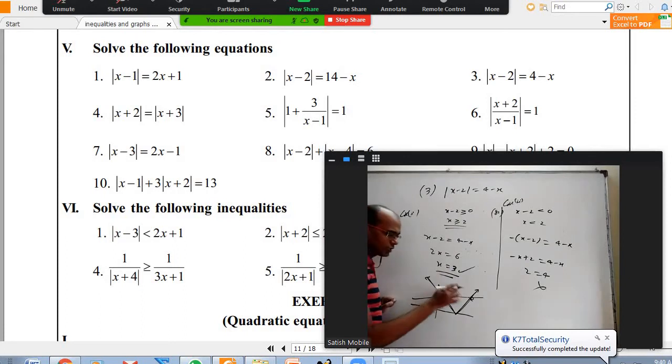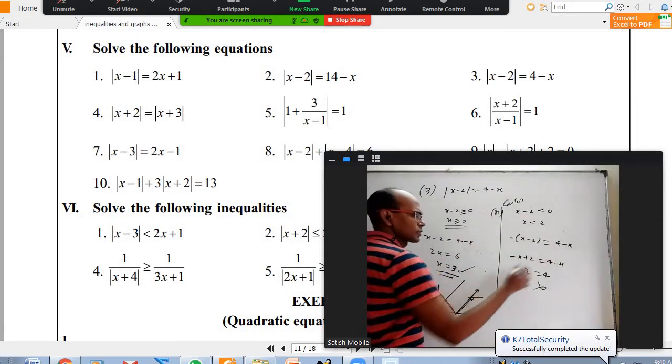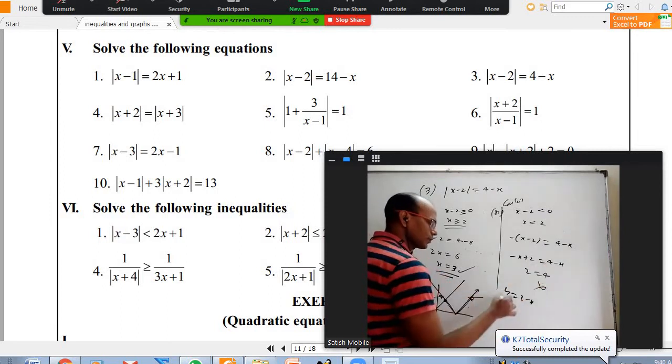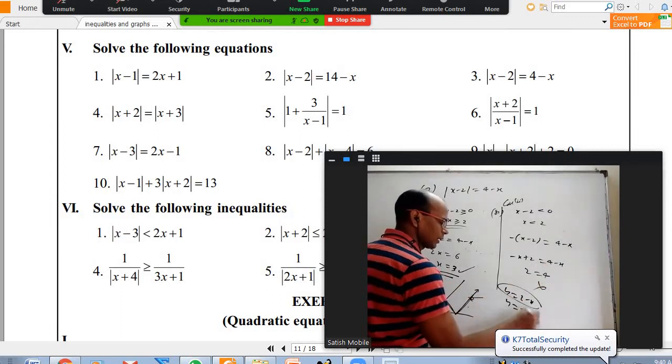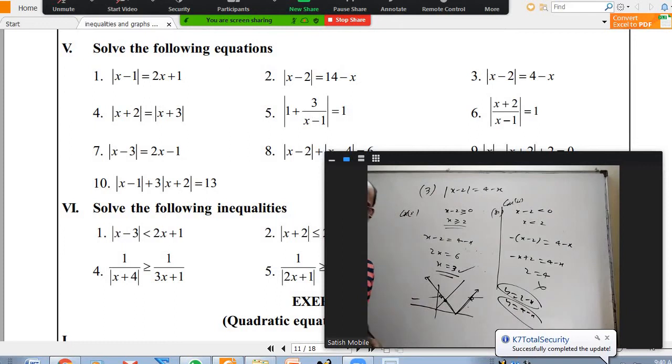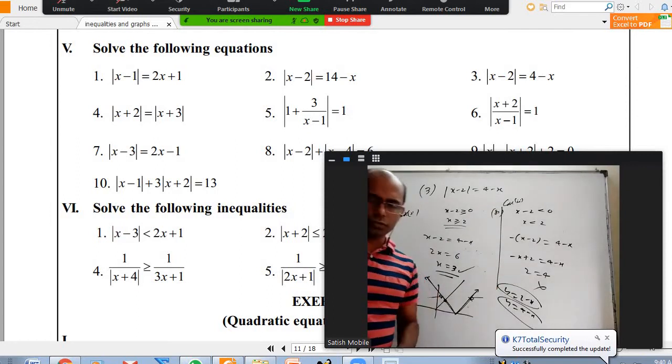In this particular case, what happened? The line became parallel to one of the lines. So there's only one point of intersection, and here no solution. They became parallel lines: y equal to 2 minus x, y equal to 4 minus x. They are parallel lines. They don't have any solution. But if I had 2x in the place of x here, I'm sure I would have got a solution here also.